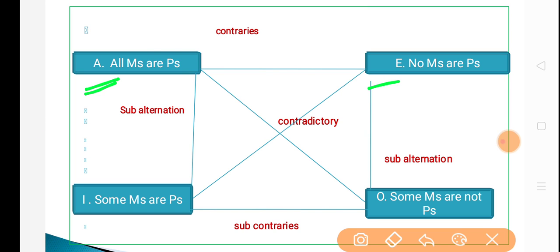This is A, this is E, this is I and this is O. A means all. E means no. I means some and O means some not. Once more, A means all, E means no, I means some and O means some not. This is an example for that.